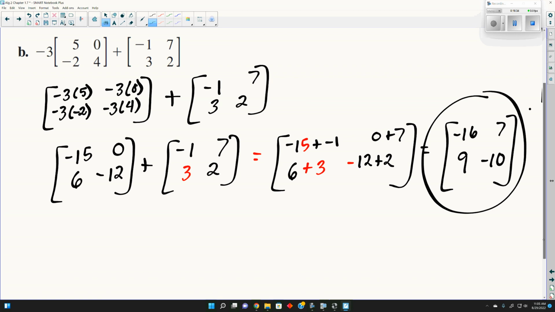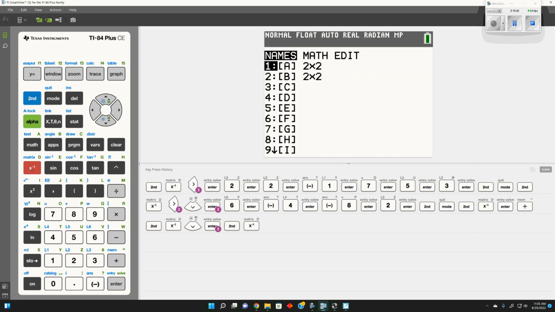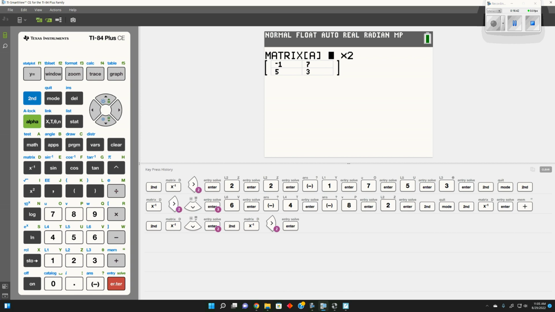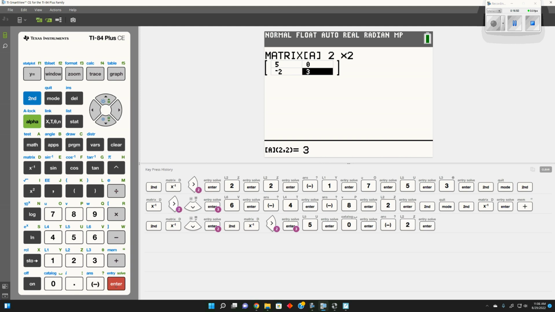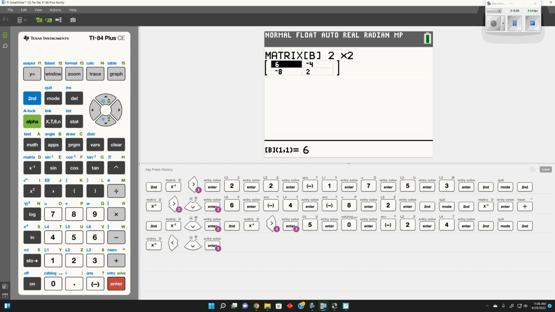We can use these two here. So if we pull this up, we can say second matrix and go over and edit matrix A. And it's still a 2 by 2, so we'd say 5, 0, negative 2, 4. Then we say second, quit, second matrix, and we can go over edit matrix B. Still a 2 by 2. We have negative 1, 7, 3. So are there any questions on how we enter these in? Because I think at this point we feel comfortable inputting the matrices.